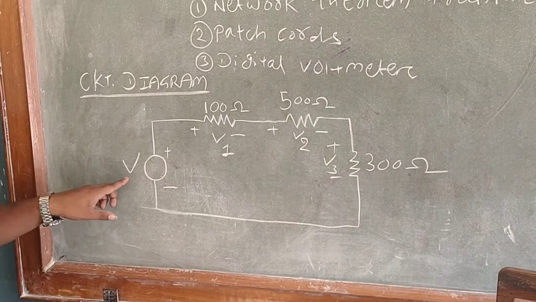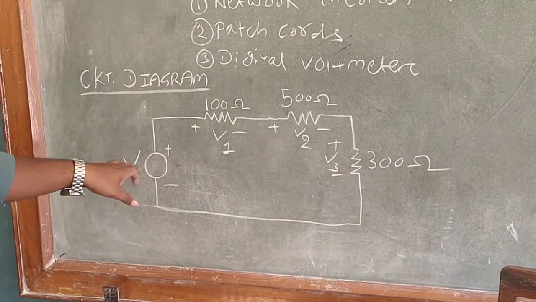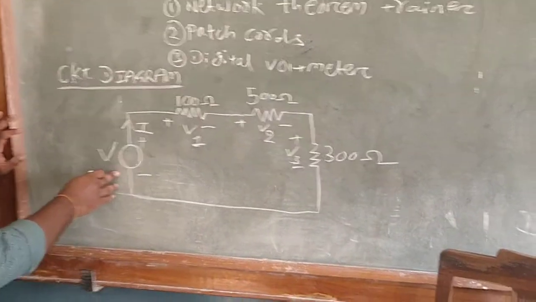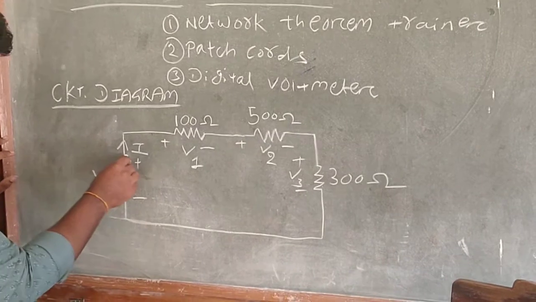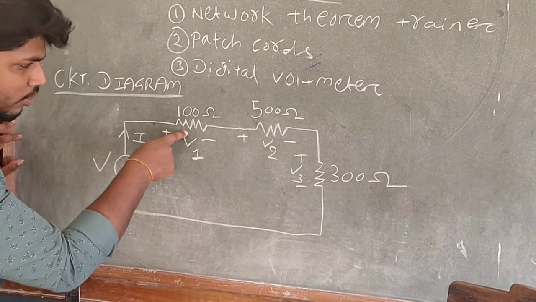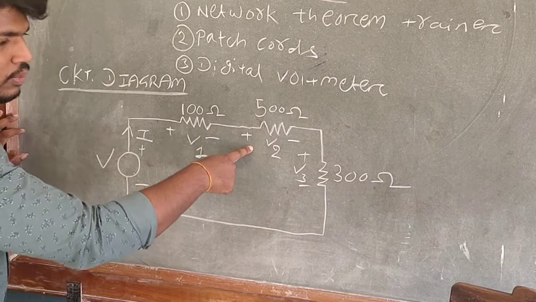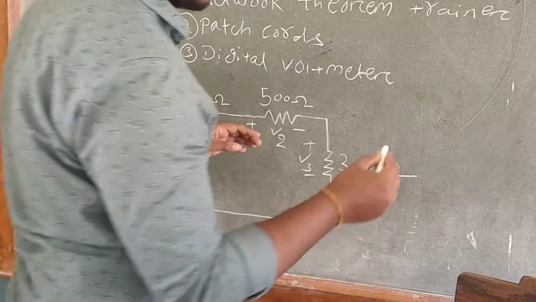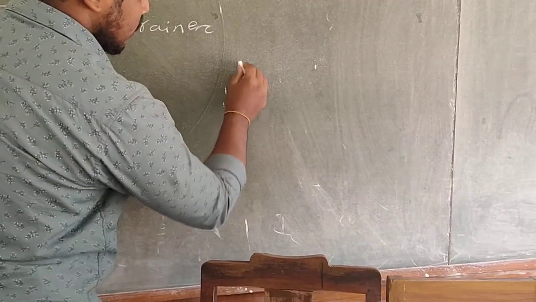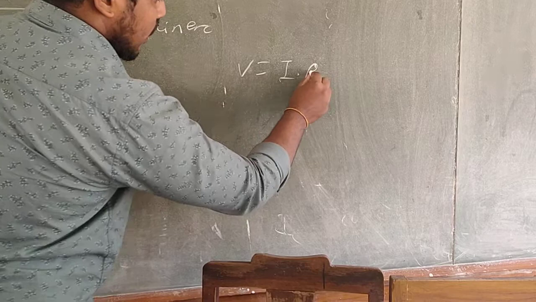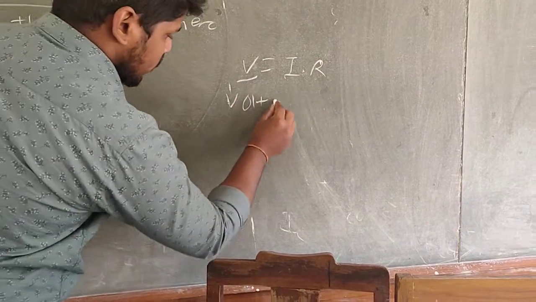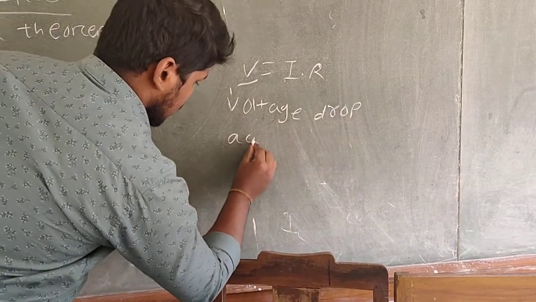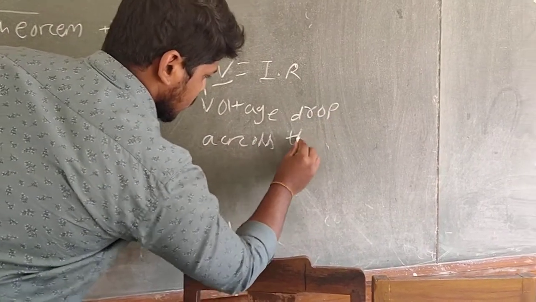Now, when we give supply from the voltage source, current will start to flow. Suppose the current is I ampere, then it will flow through the 100 ohm resistor, and also the 500 ohm resistor, and also the 300 ohm resistor. According to Ohm's law, we know that V equals I into R. This V is the voltage drop across the resistor.